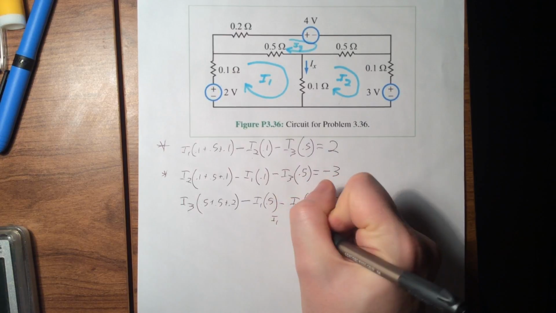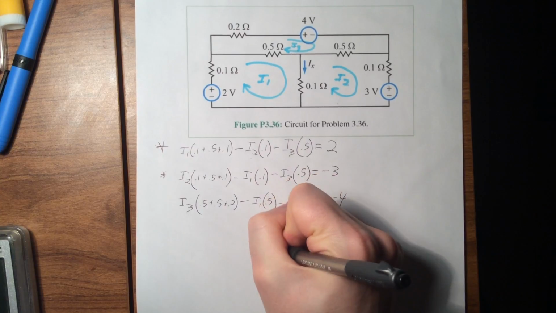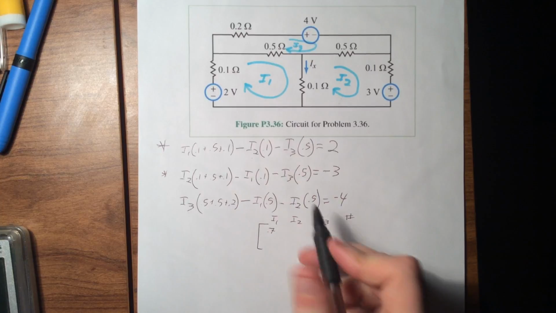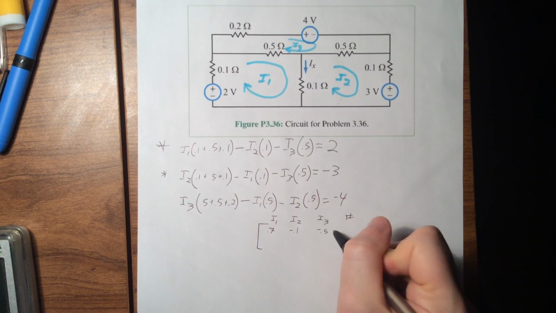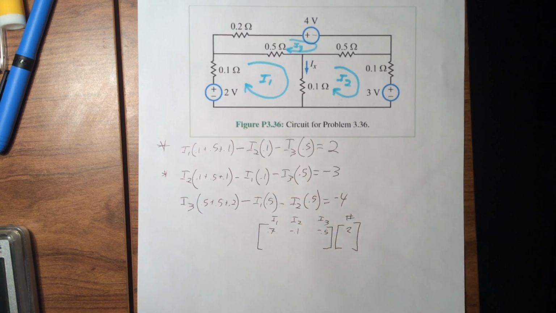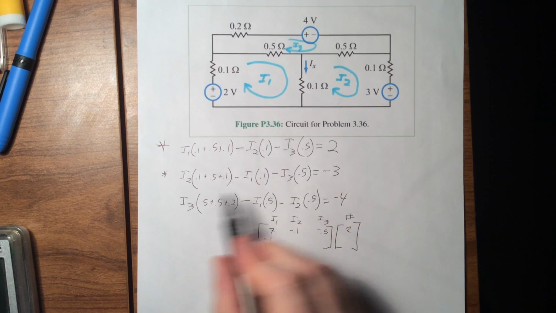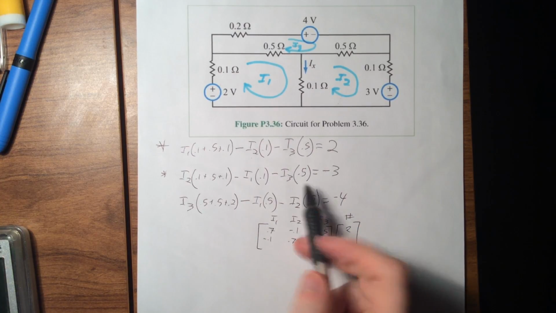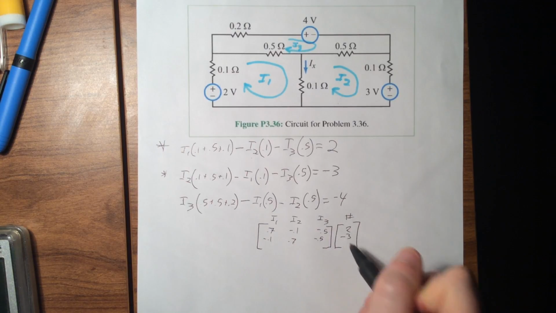We have I1, I2, I3, and the number. For the first row: I1 coefficient is 0.7, I2 is -0.1, I3 is -0.5, and the answer equals 2. Then the next one: -0.1, 0.7, -0.5, and that's going to equal -3.